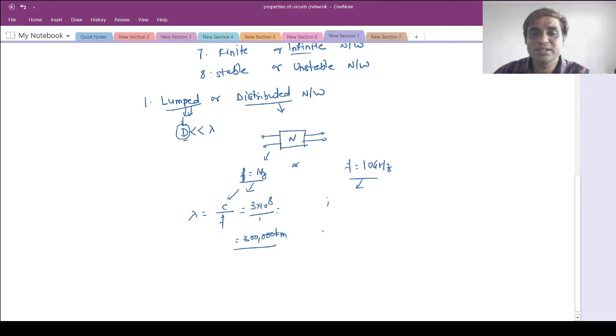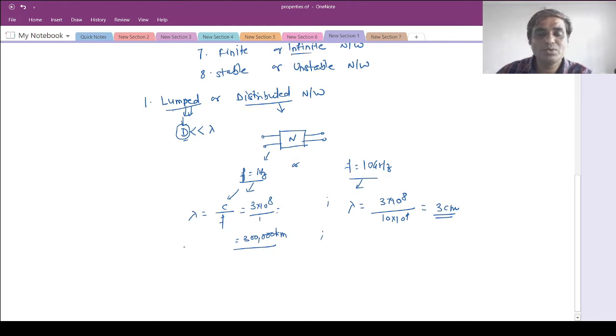Whereas in the second case, what will be the wavelength? The wavelength will be 3 into 10 raised to 8 divided by 10 gigahertz, that is 10 into 10 raised to 9, and it comes out as 0.03, so it will be 3 centimeters.